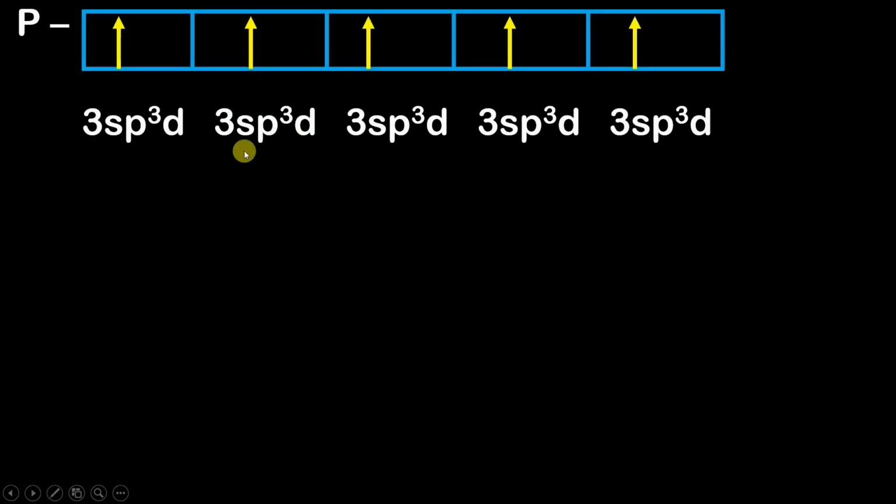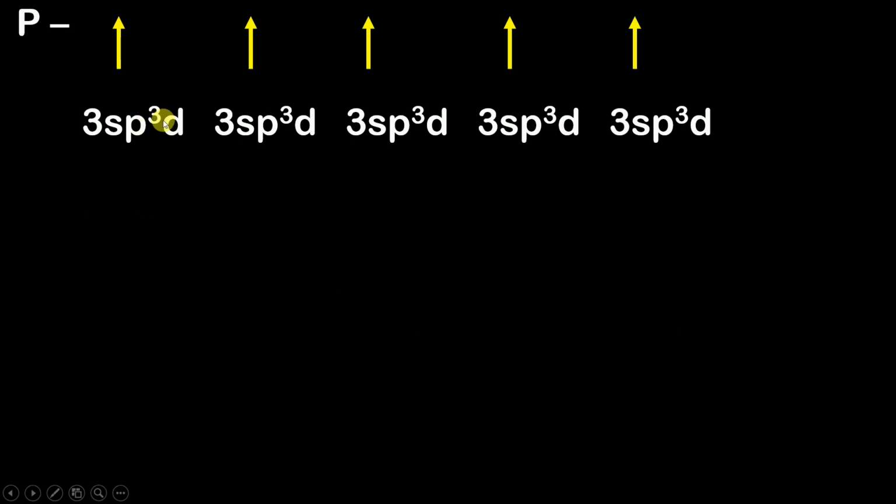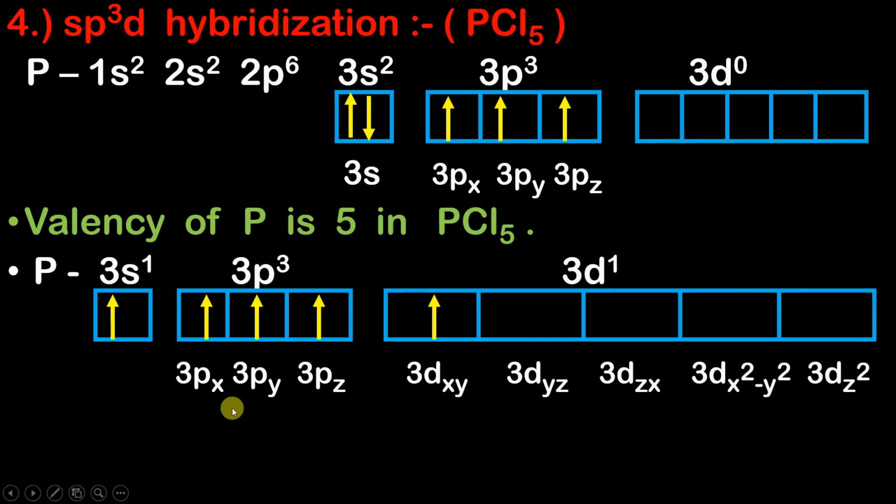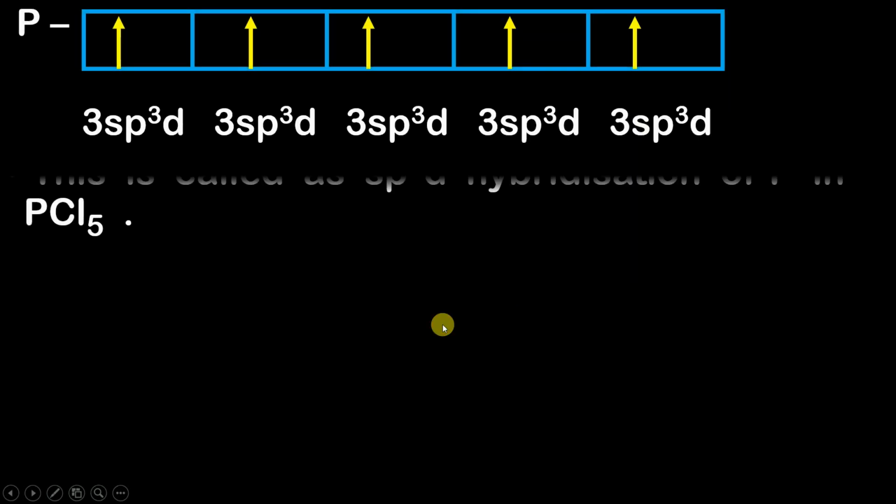And the name of the hybridized orbitals will be sp3d. Why? Because if you observe over here, only one orbital from the s subshell is taking part in hybridization, whereas there are three orbitals from the p subshell that are taking part in hybridization, and only one orbital from the d subshell is taking part in hybridization. Therefore, s, p3 and d, as you can see over here.